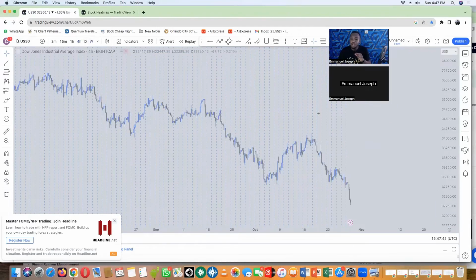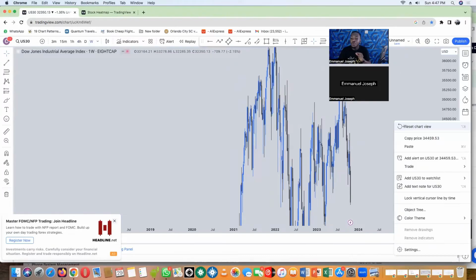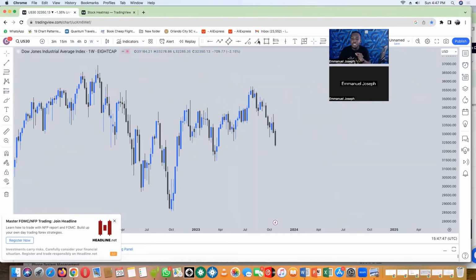So first things first, I want to come to the weekly time frame and know what exactly is going on on the weekly time frame. And I want to mark my various levels on the weekly time frame.